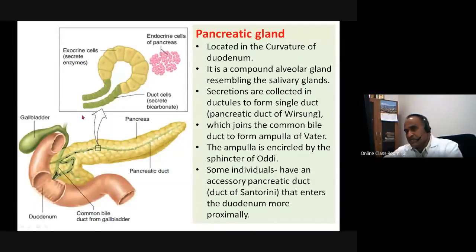This is an acinar gland, and this acinar gland secretes enzymes here. These are mainly the zymogen granules situated here, and this secretes the enzymes. The duct system, the greenish one, secretes the bicarbonate and water.